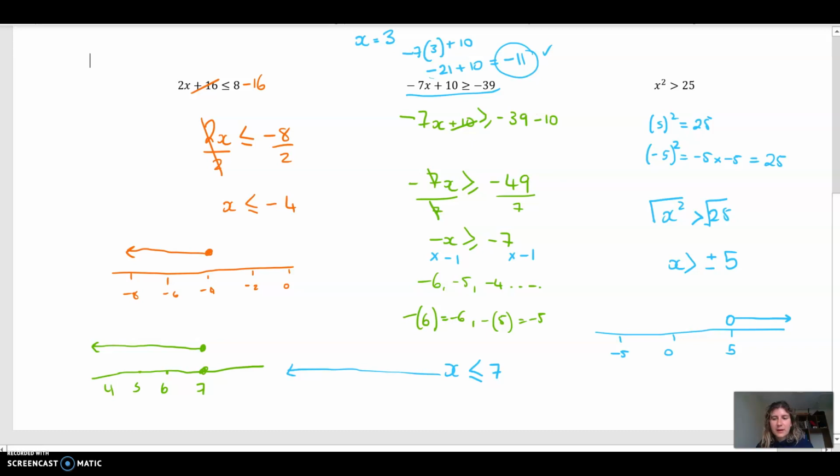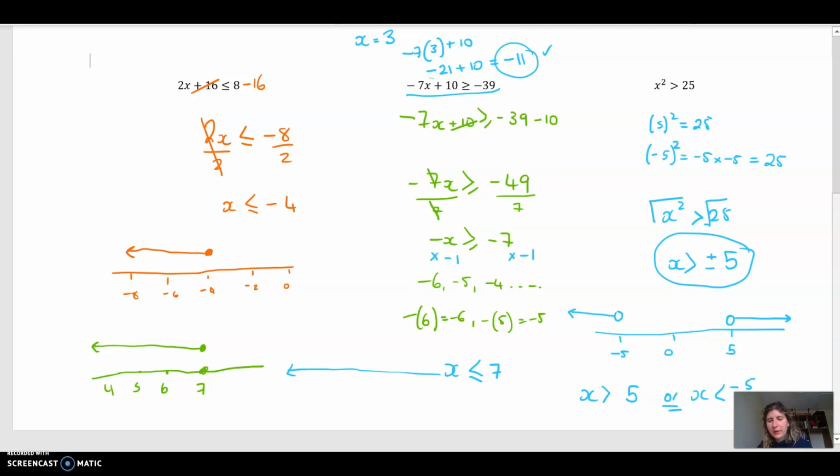Now, -6 squared is also equal to +36. So our other answer is that x could be less than -5, because anything smaller than that -5, once you square it, is going to be a bigger positive squared value. So in this case, our inequality is that x is bigger than +5 or x is less than -5. So it could be either of those. X could be bigger than +5 or x could be less than -5.